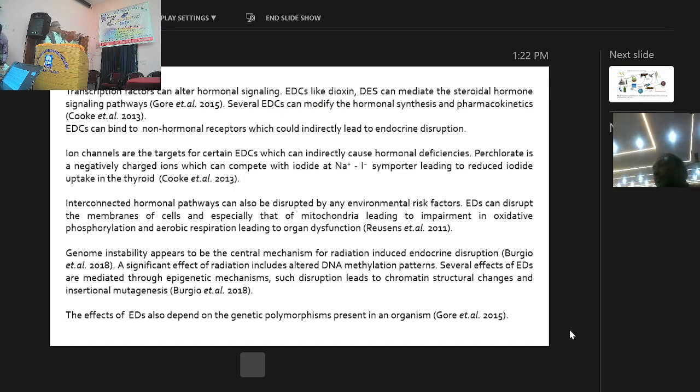Now, if we consider the mechanism which I have shown in my previous slide, transcription factors can alter hormonal signaling. Endocrine disruptive chemicals like lipsin, DAPE can mediate the steroidal hormone signaling pathway. Several endocrine disruptive chemicals can modify the hormonal synthesis and pharmacokinetics. Endocrine disruptive chemicals can bind to non-hormonal receptors which could indirectly lead to endocrine disruption.